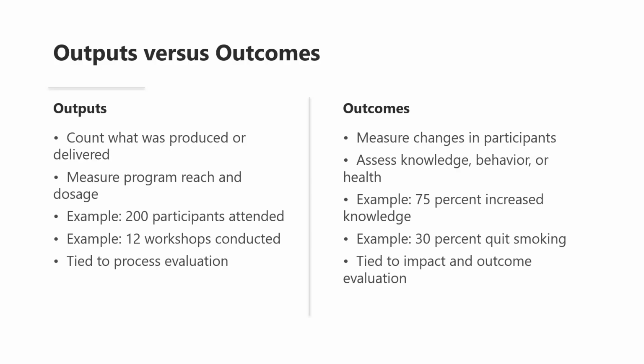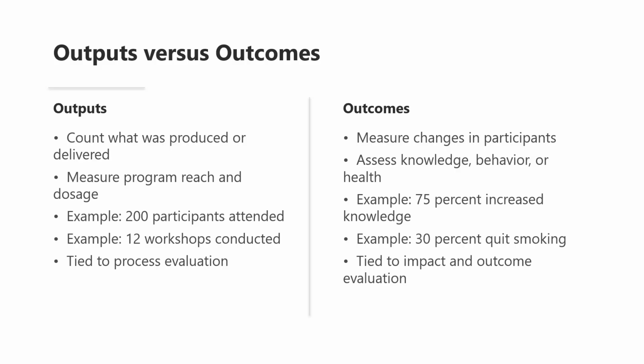Outputs are the direct, tangible products of your program activities. They answer the question, how much did we do and how many people did we reach? Outputs are purely descriptive counts. 200 participants attended your program, 12 workshops were conducted, 5,000 brochures were distributed. Notice that none of these tell you whether anything changed for those people. They simply document what was delivered. Outputs are linked to process evaluation, which we will cover in a later video.